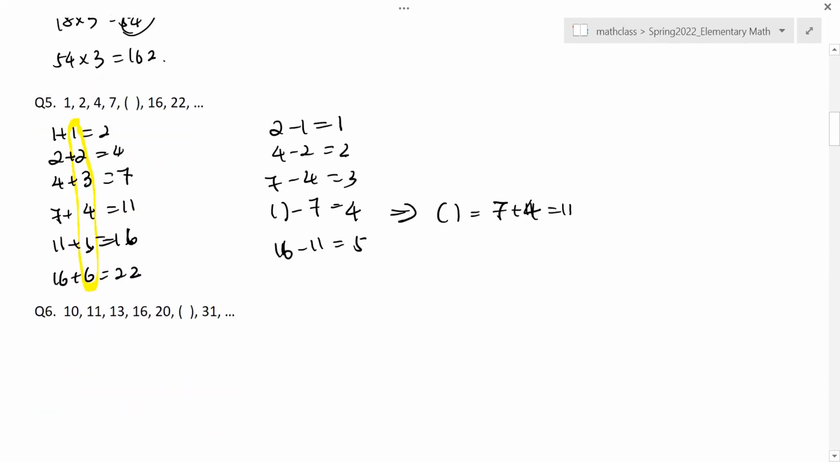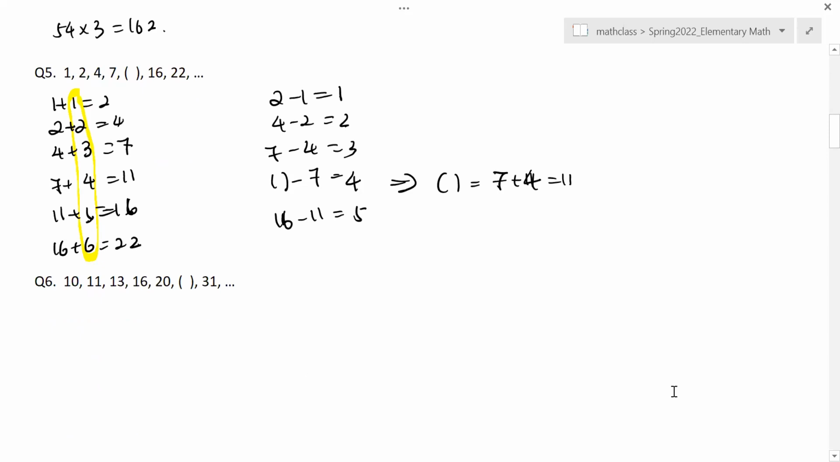All right, so let's move on to the next one. I hope you know how to do this. All right, so we have 10, 11, 13, 16, 20, then some number is missing. Great, you guys can solve the problem very quickly.